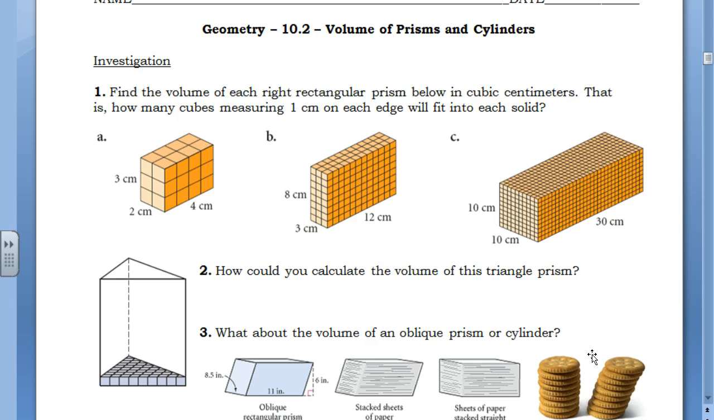So one volume formula that you're probably familiar with is for a rectangular prism. We usually learn it length times width times height. Basically you're just multiplying the three dimensions of the figure.